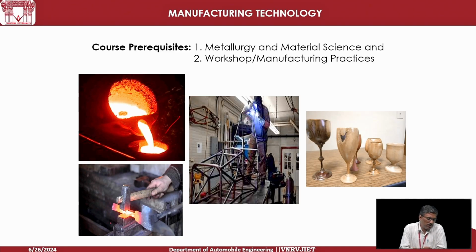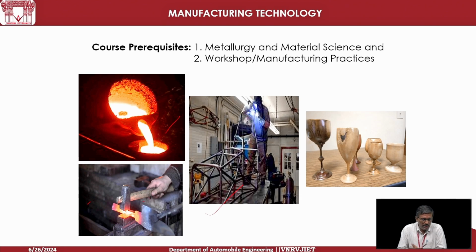And here you can see another picture. The raw material is heated above the recrystallization temperature. If we work on that particular material at that temperature, we can change its shape as per our requirement. And you can see here one more image where structures are fabricated.